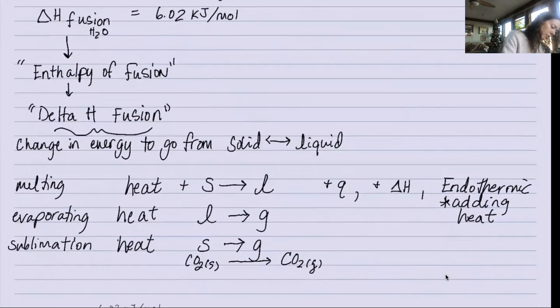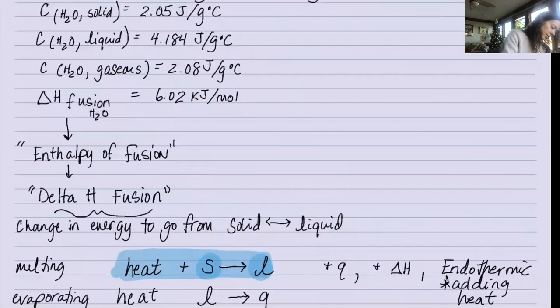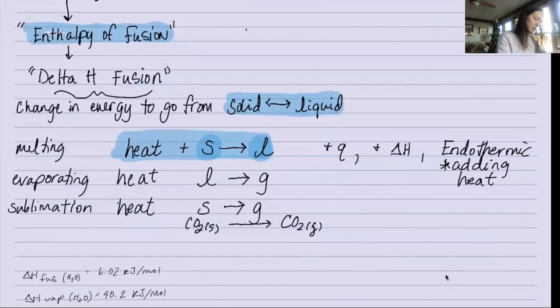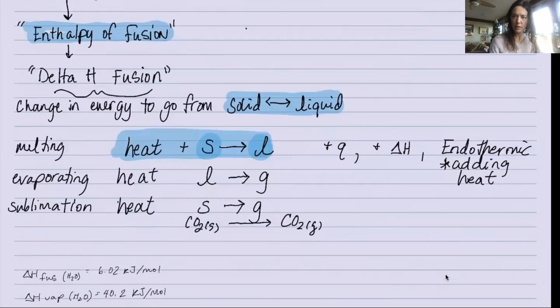We also have this particular one, this is our fusion. If we are adding heat, because it goes from the solid to the liquid, fusion entails solid to liquid. You need to know that. We already wrote it right here. So these go together. Fusion does not pertain to liquid to gas or solid to gas. Fusion pertains to solid to liquid, liquid to solid.